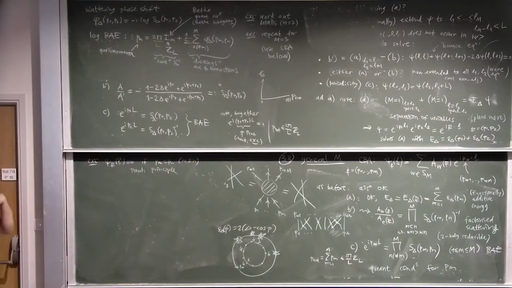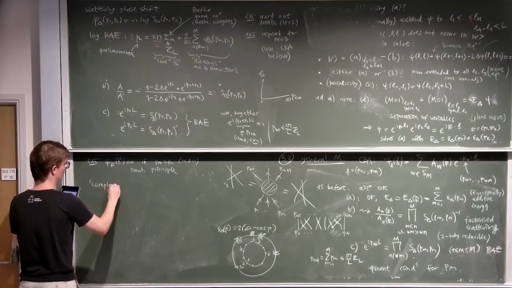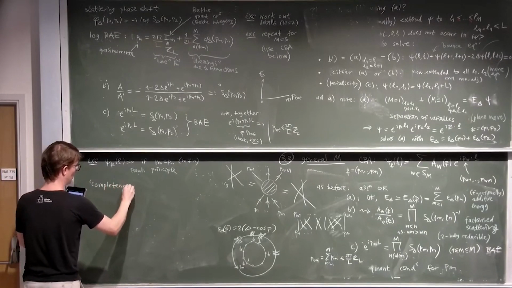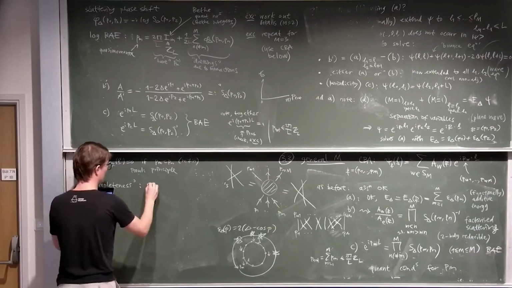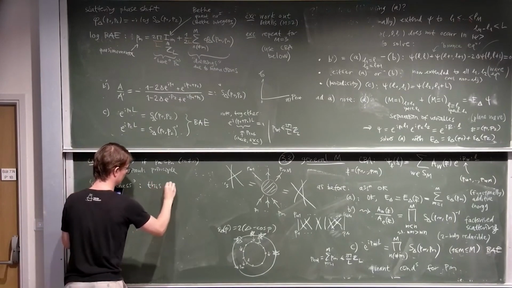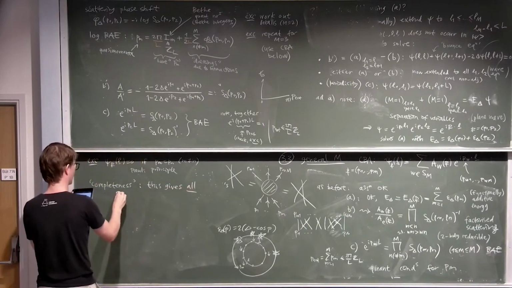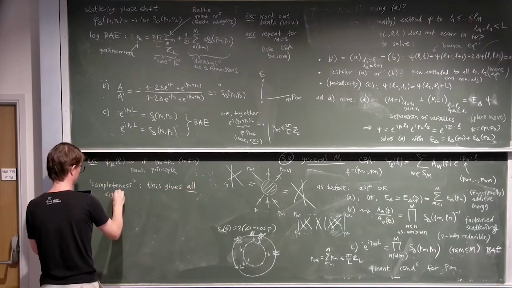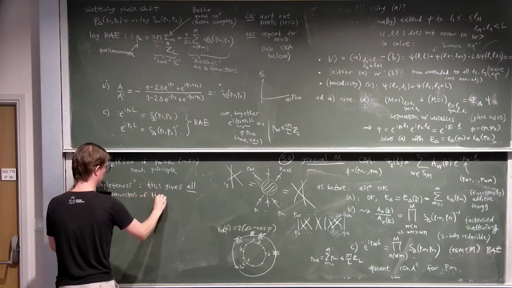So the question is now, are really all wave functions of this form? Or maybe there are other vectors which are just completely not described by this thing here. And so this problem is called completeness of the Bethe ansatz. And in fact, this does give all the eigenvectors of the Hamiltonian.